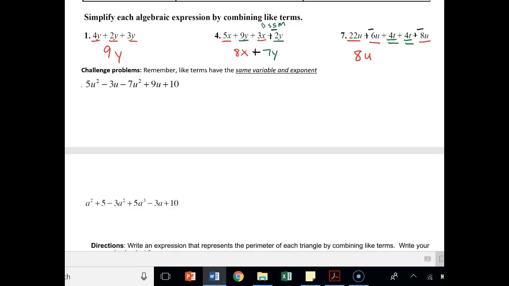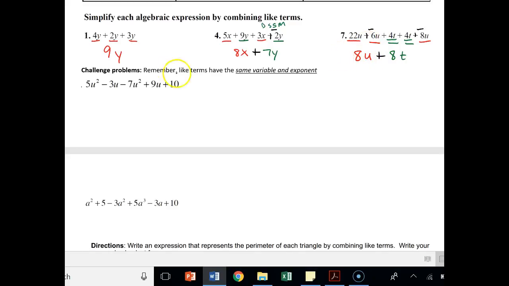And then plus 4t plus 4t, that's 8t, right? And that's our simplified expression. We're not going to combine these h's just simply because they have the same coefficient. Remember, you only combine terms that are like terms because they have the same variable and exponent.